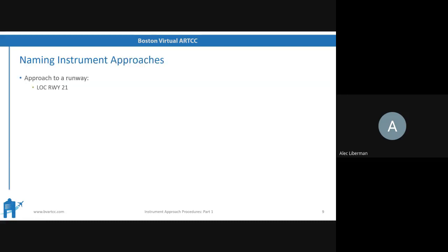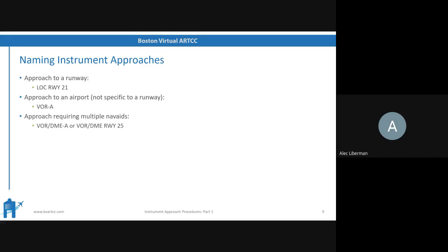Naming instrument approach procedures. Different types of approach names, and they all mean their own thing. You could have an approach to a runway, such as the localizer runway 21 approach. Then you could have an approach to an airport, not to a specific runway. That's denoted by a letter suffix. So in this case, VOR alpha approach into an airport.